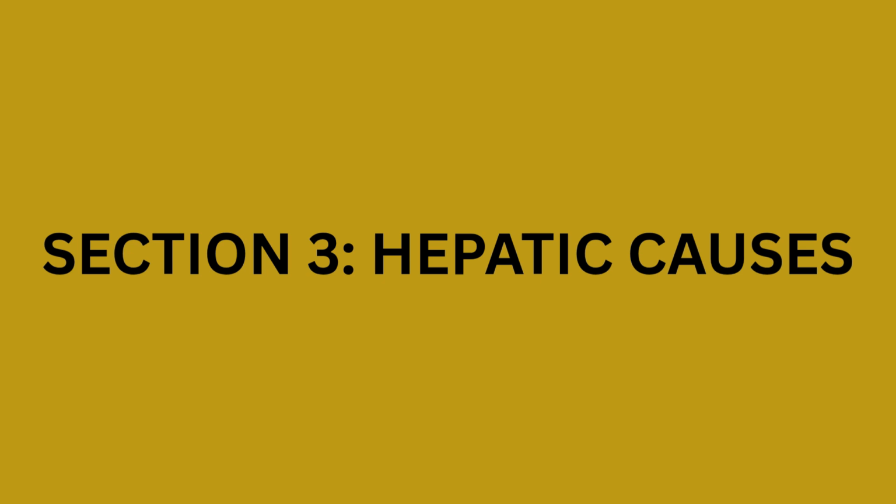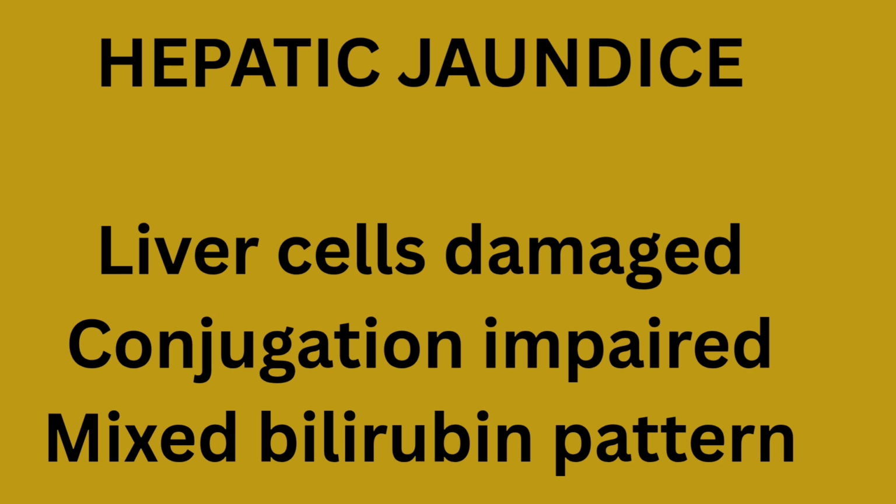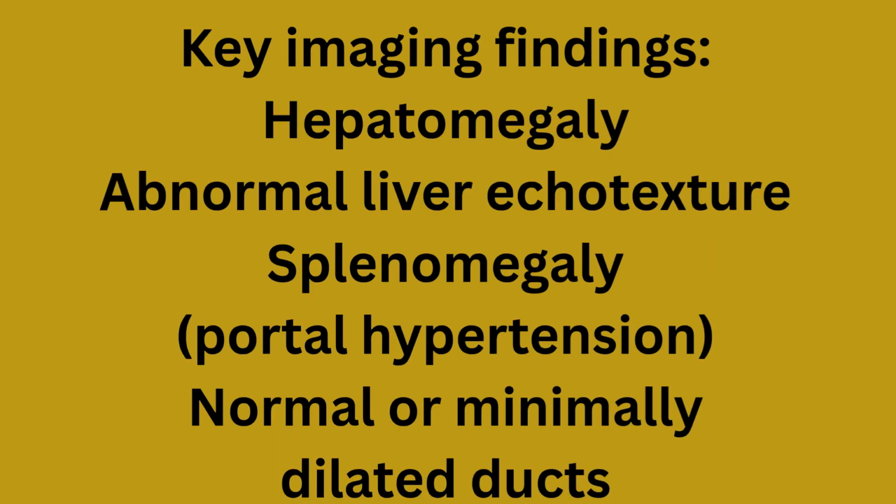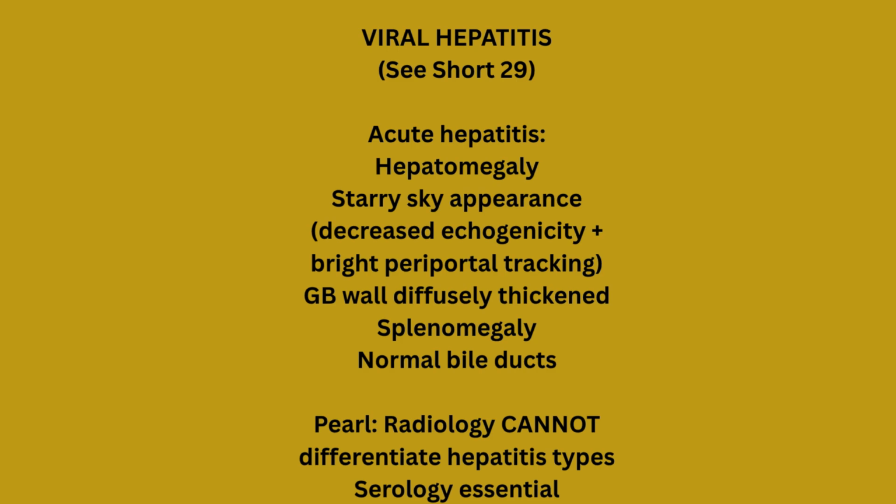Hepatic jaundice: the liver cells themselves are damaged. Conjugation is impaired. We get a mixed bilirubin pattern. Both unconjugated and conjugated rise. Bile ducts may be normal or minimally dilated. Viral hepatitis: most common hepatic cause worldwide.